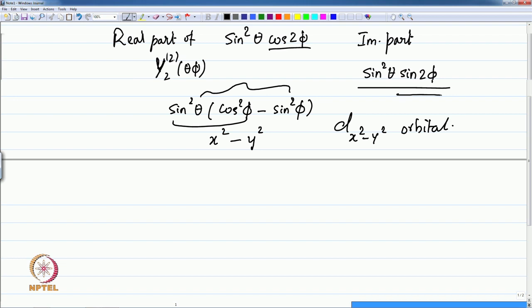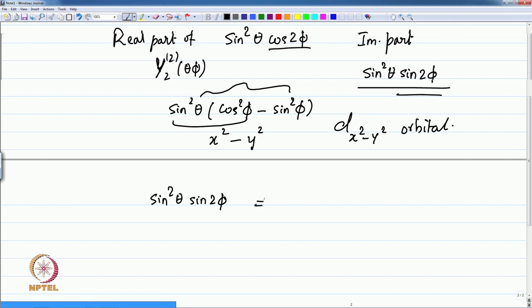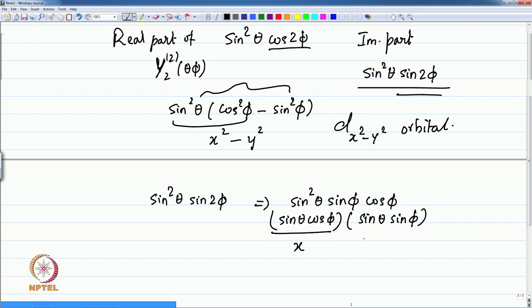Okay. And in the same way, if you look at sin square theta sin 2 phi, barring the numbers, there is a 2 here, but what is important is it's sin square theta sin phi cos phi, which is sin theta cos phi and sin theta sin phi multiplied with each other. So remember, this is x and this is y. So this is often the dxy orbital that you see.